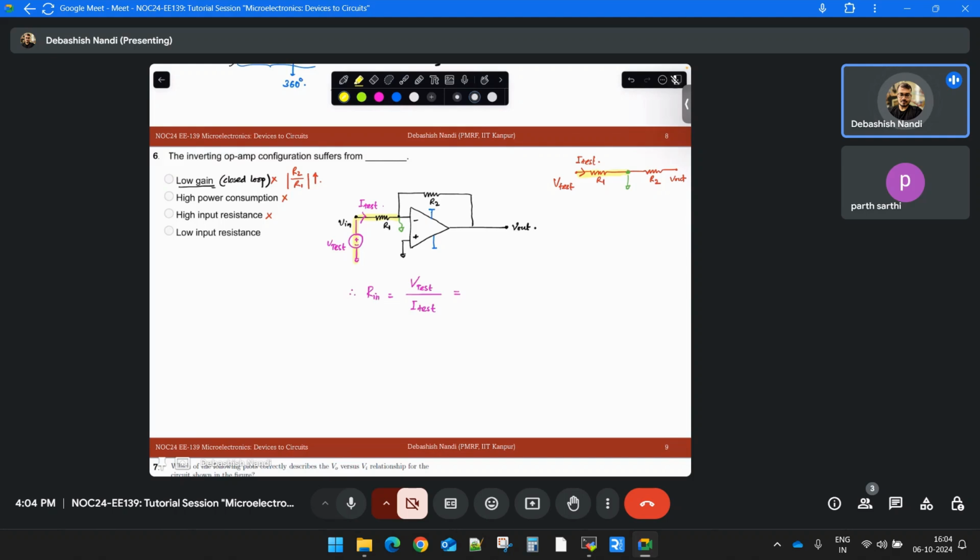This is the same branch as this one, right? You know this is VA. Let's say this is VB. You know VA is V test. You know VB is 0. You know the resistance between is R1. What is I1 or I test? V test minus 0 by R1, isn't it? So what is your input resistance? V test by I test. What is V test by I test? Simply R1.